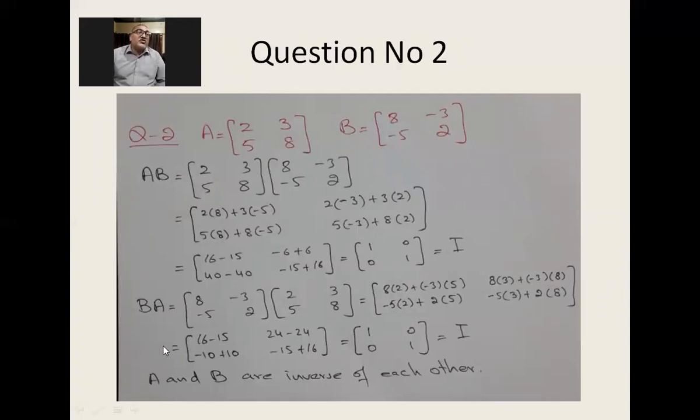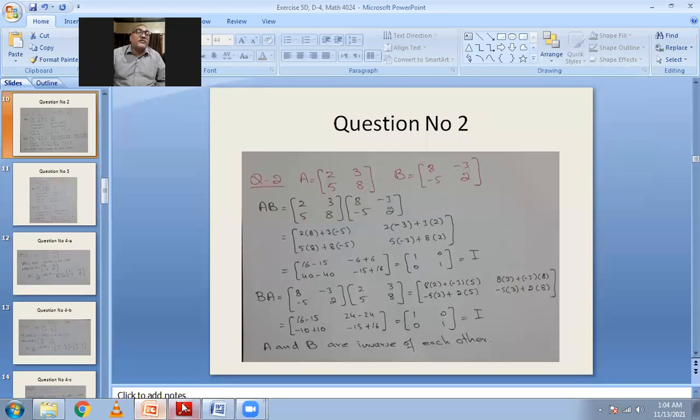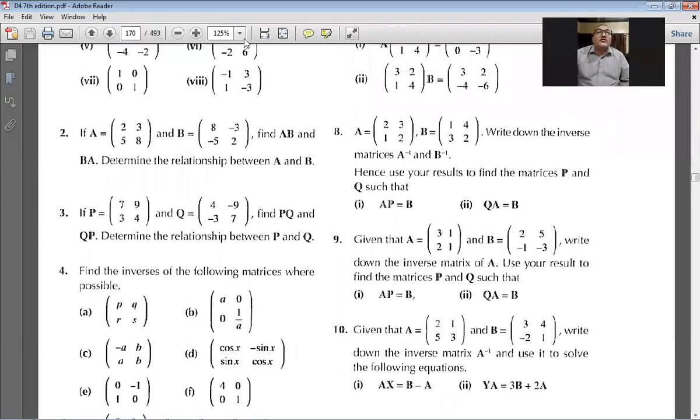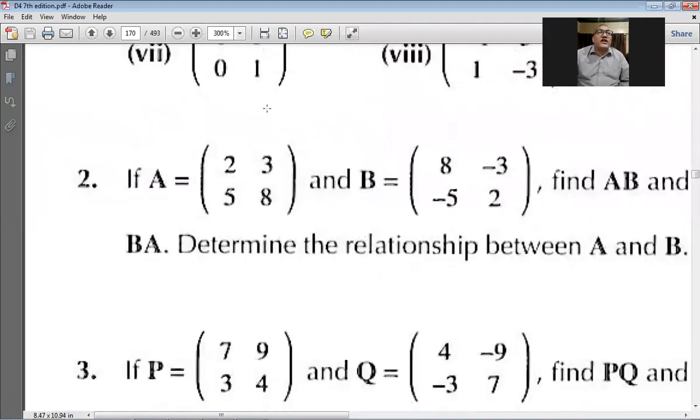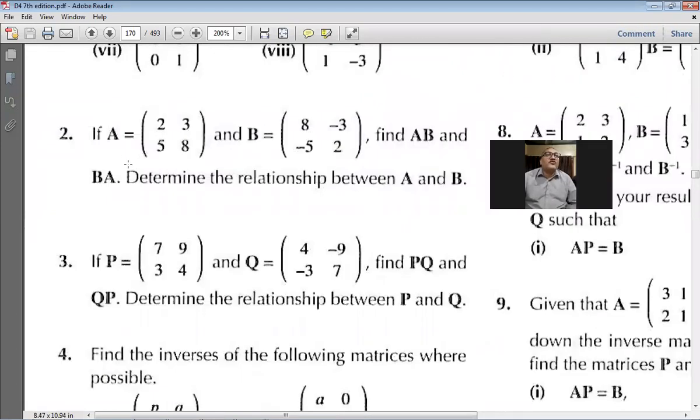Okay, so the question number 2 is showing up on your screen, but before I solve it, let me go and check it from the book. So the question number 2 is showing up on your screen. If A is this and B is this, find AB and BA. Determine the relationship between A and B. This is question number 2 from exercise 5D. So let's try to solve this.